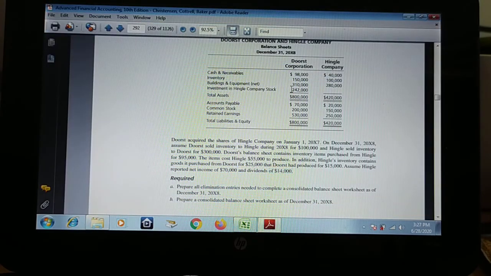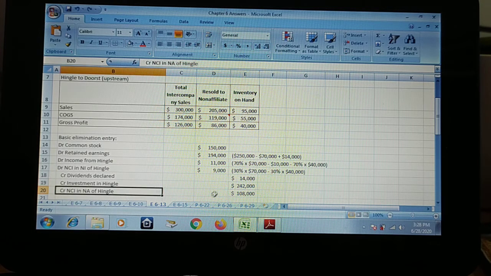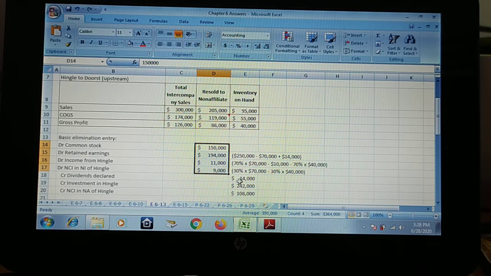And then investment in Hingle, 242. Why is there no calculation anymore? Because again, the number in the balance sheet is already the ending balance. Usually for the basic elimination entry, we take the ending balance, right? So that's why we don't need to do any calculation anymore. Just take 242. For NCI and NA, you just simply sum the debit minus the credit, and you will get the number.